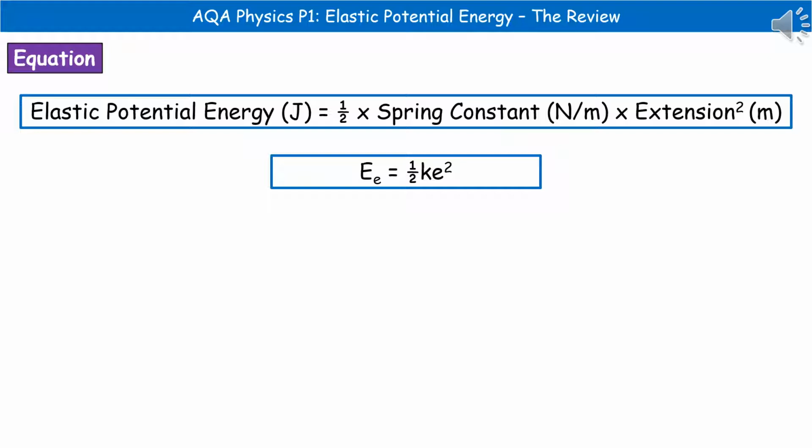Once more, we do have another equation that we need to learn, which is the elastic potential energy in joules is half times the spring constant in newtons per meter times the extension in meters squared. So we can write that in the shorthand form of E with a lowercase e just to the bottom right there is half times k times e squared.